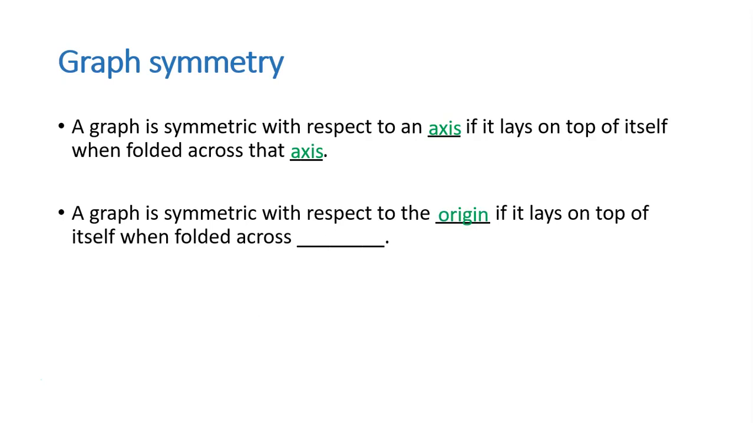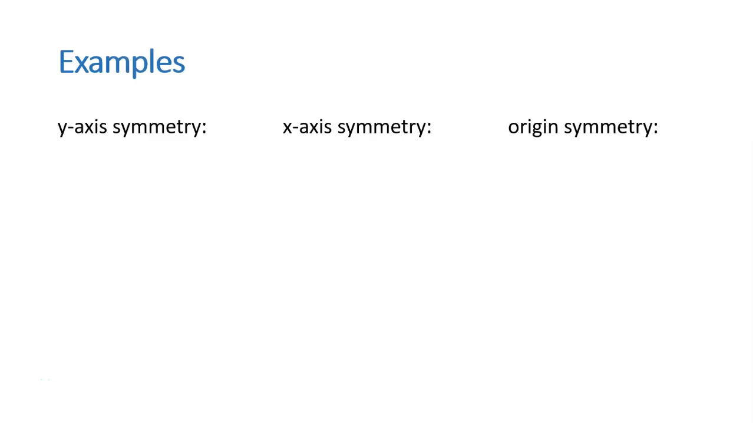A graph is symmetric with respect to the origin if it lays on top of itself when folded across both axes. So we have to fold it across the x-axis and the y-axis, and it has to coincide with itself. Another way of describing origin symmetry is if the graph lays on top of itself when it's rotated 180 degrees. Let's look at some examples of symmetry as determined by graphs.